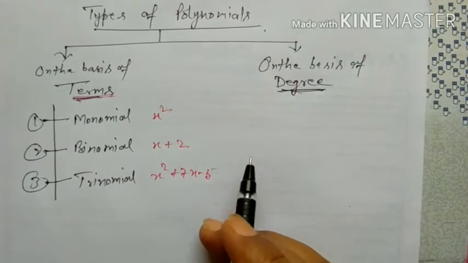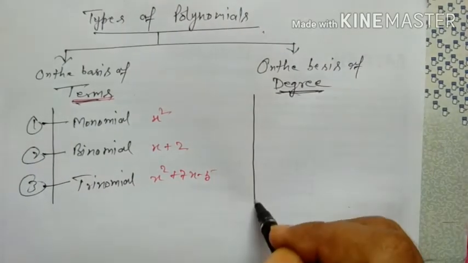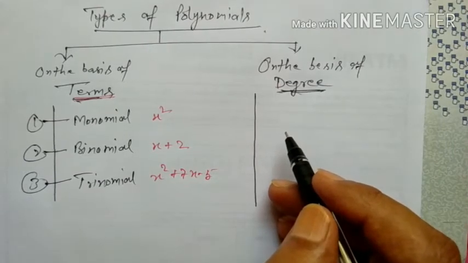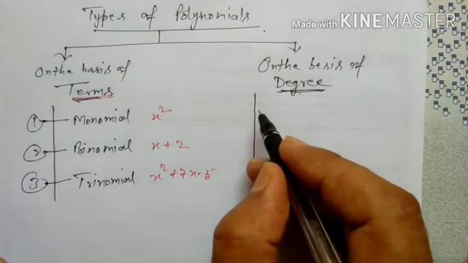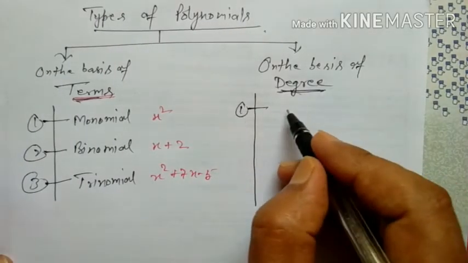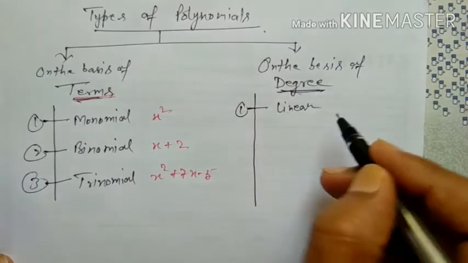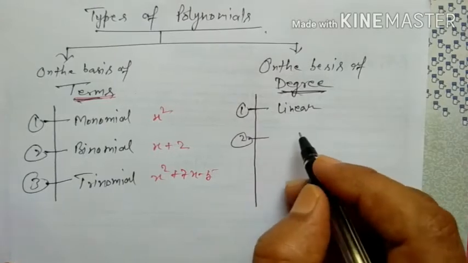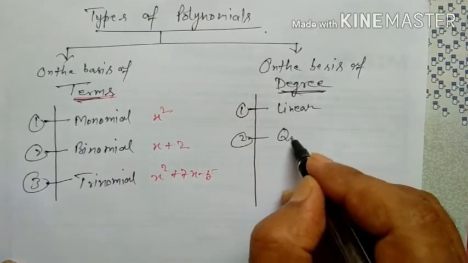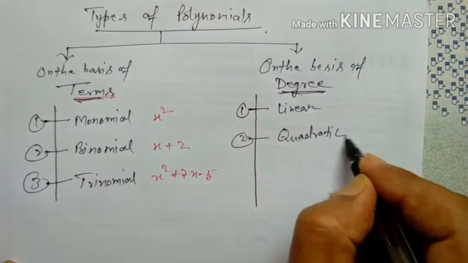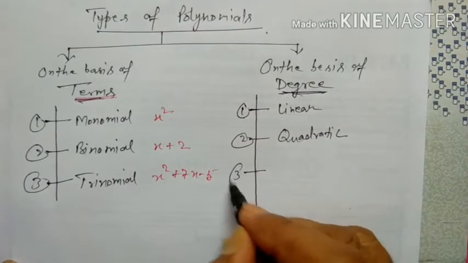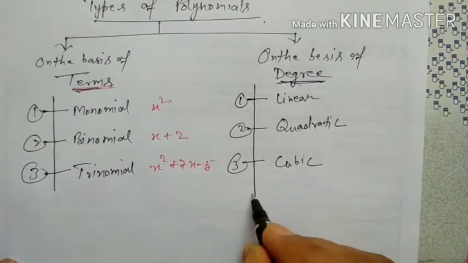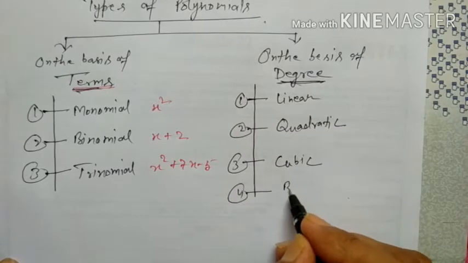And second is degree. On the basis of degree, in general, when the degree is 1, this is known as linear. When the degree is 2, then this polynomial is known as quadratic. When the degree is 3, this is known as cubic, and when the degree is 4, then biquadratic.